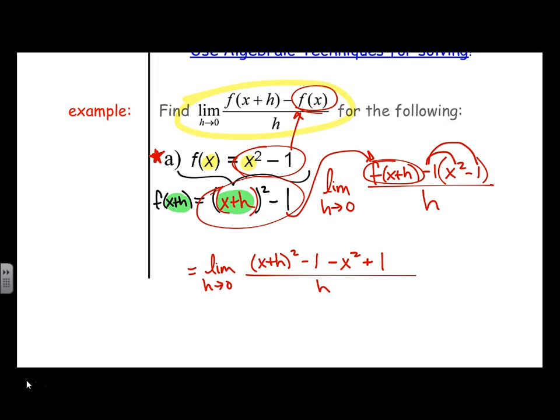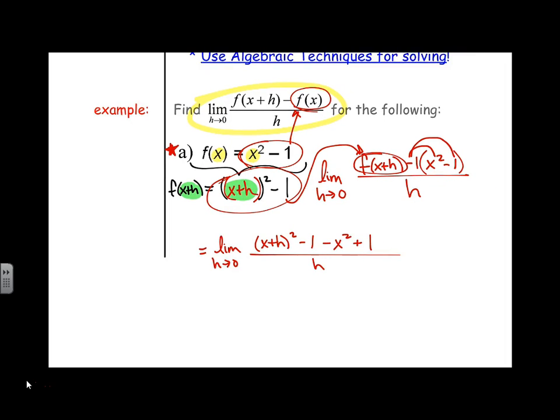Okay, now with that, kiddos, technically, whenever we have a limit, what's the very first thing we should try to do? Plug it in. So if I plug in, I get x plus 0 squared minus 1 minus x squared plus 1 all over 0. I plug in 0 for h, because h is the variable, and 0 is what it's approaching. What does x plus 0 end up becoming? What do you guys notice about that numerator? 0. x squared minus x squared, if I combine those two like terms, they cancel. Negative 1 plus 1, if I combine those two like terms, they cancel. 0 over 0.